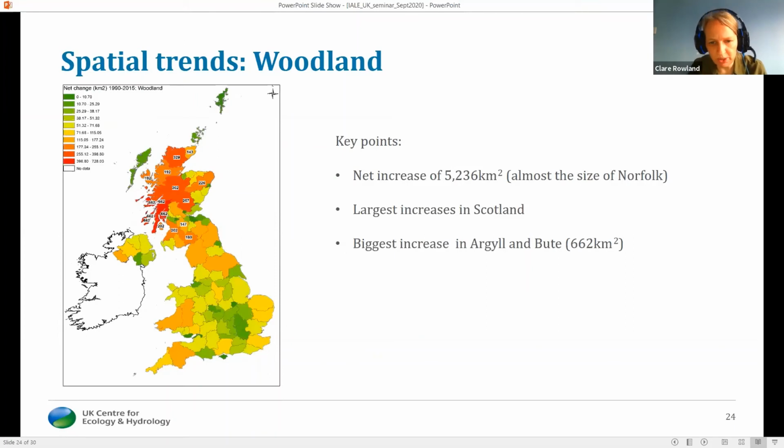If we look at woodland, again, there's been a big increase in woodland between 1990 and 2015 of over 5,000 kilometres, which is about the size of Norfolk. This has been mainly in Scotland. The biggest increases in Argyll and Bute, where there's over 600 kilometres squared of woodland. The numbers are probably a little bit too small for you to see clearly on this slide, so I'll have to sort that out for future presentations. But the big trend is that the increase in woodland has been in Scotland predominantly.